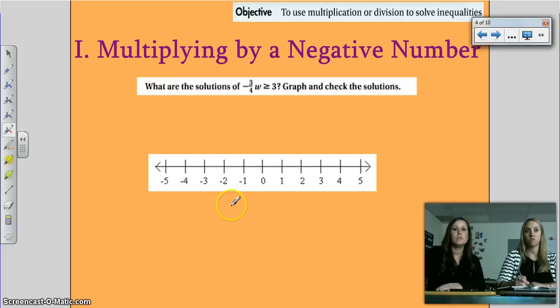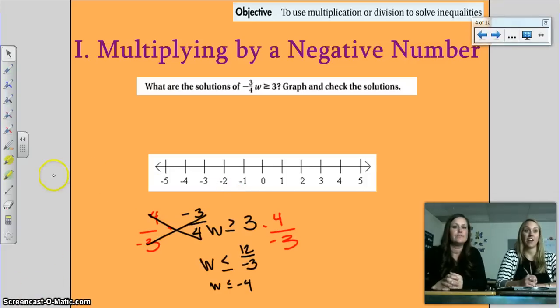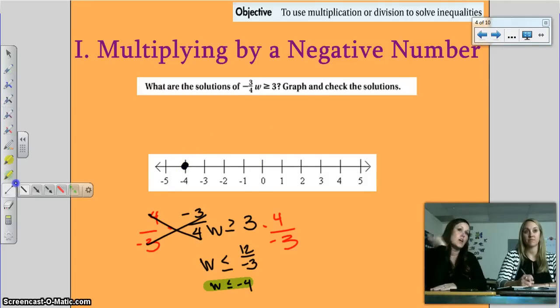Do this on your own. Go ahead and pause the video now. All right, there's your answer. Hopefully you got the same one as us. So right here, w is less than or equal to -4. Flip that sign. So now we're going to put a closed circle, or closed dot, whatever you want to say, on -4, and shade everything less than.